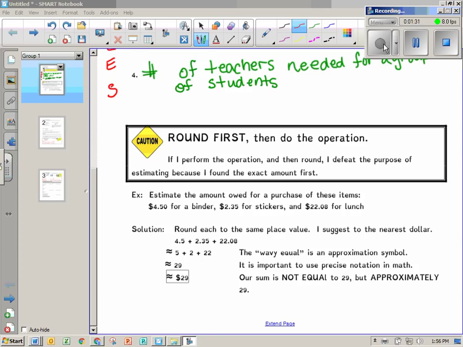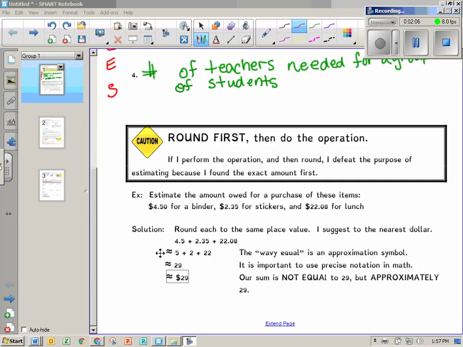So I've got an example here. I'm asking you to estimate the amount owed for a purchase for these items. So I don't want to just add them up the way they are, but notice how I'm showing my work here. I've listed the numbers in the problem. If I want the total, I take my amount for the binder, my amount for the stickers, and my amount for lunch.